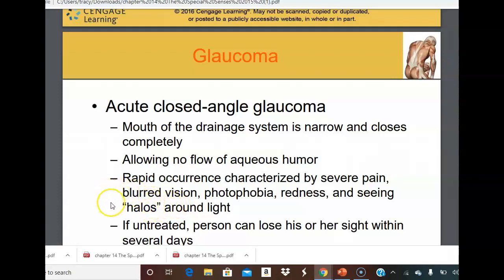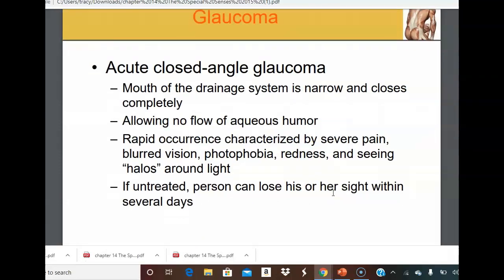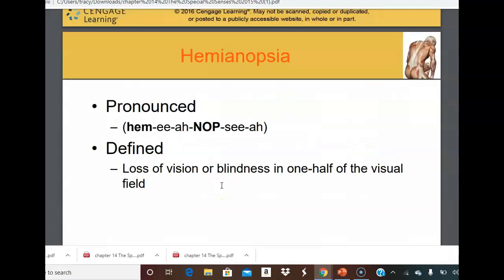People will come in complaining of blurry vision, and a prototypical complaint is halos around lights. Okay, they'll have sensitivity to light, redness, and they're seeing halos. And so this particular person can lose their sight quickly if it's not dealt with. Okay, if they can identify it and get procedure started and medical treatment started, we can prevent loss. But this one is a little bit more rapid and has to be dealt with immediately.